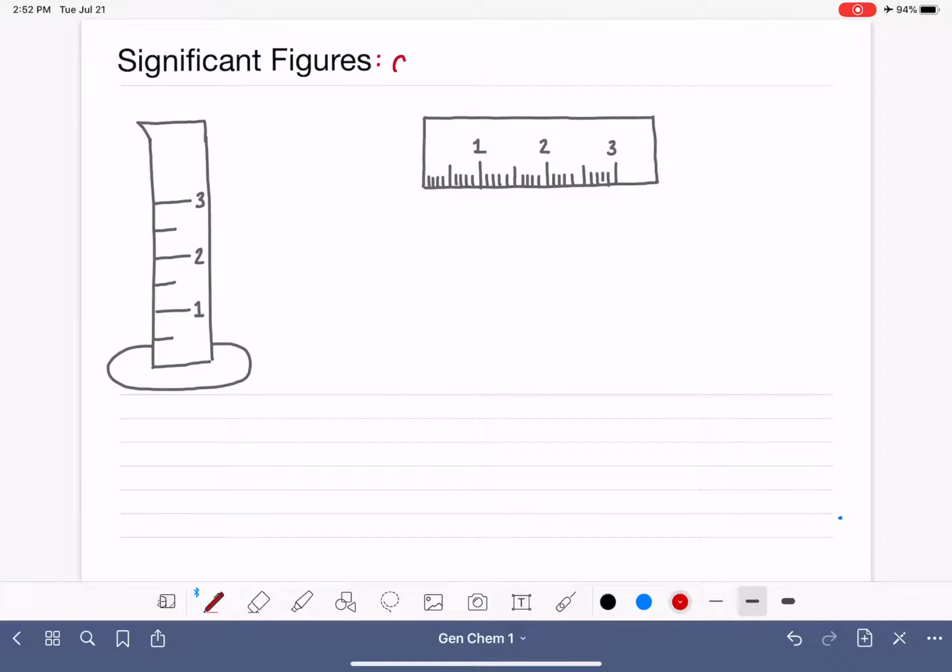Significant figures are the digits in a measured number. In this video, I'm going to talk about what significant figures are.